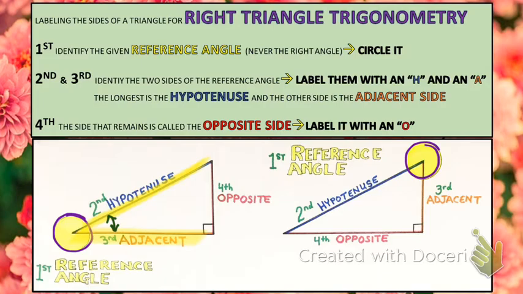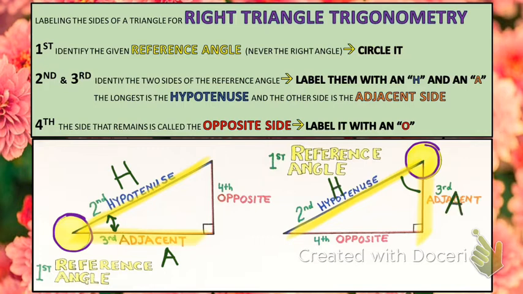In the triangle on the right, these are the two sides of the reference angle, and so the reference angle is right here. And once we identify the two sides of the reference angle, we're going to label one of them with an H for the hypotenuse. That will be the longer of the two sides, and the other side will be called the adjacent side. So right now in this problem, I'm going to label the hypotenuse with an H and the adjacent side with an A. In the triangle on the right, I'm going to label the hypotenuse with an H and the adjacent side with an A.